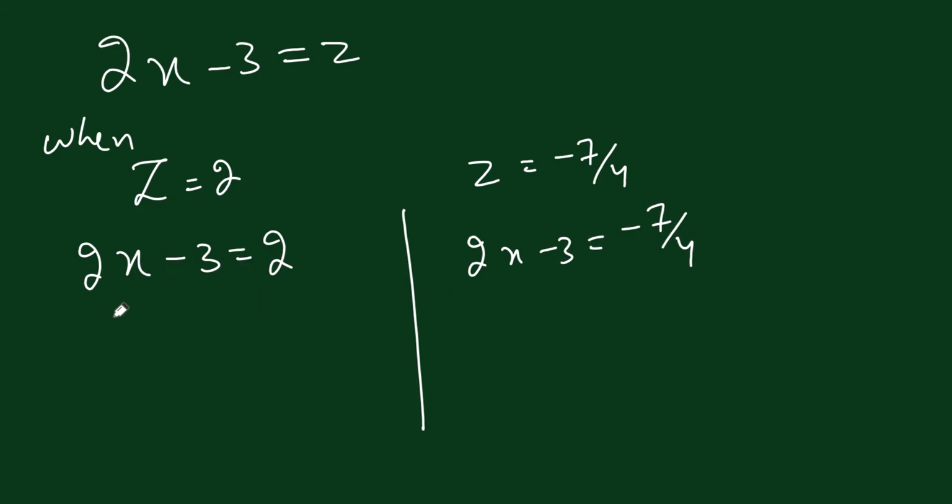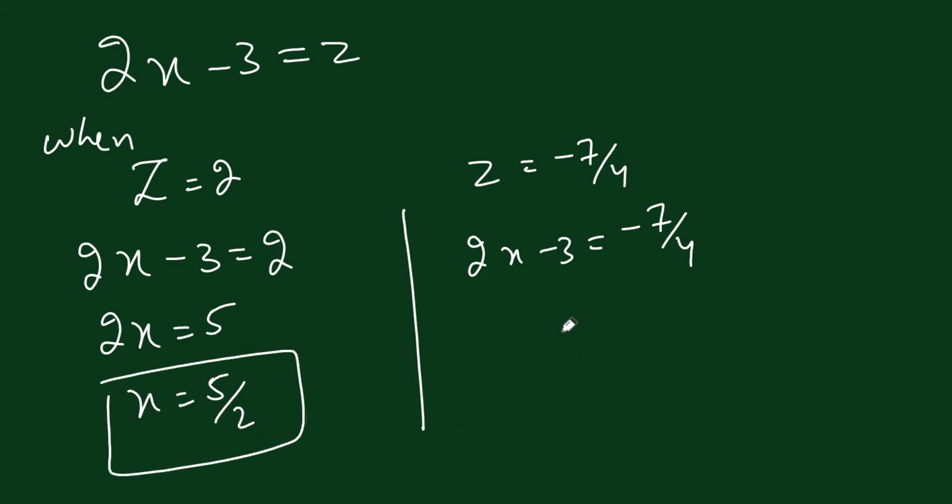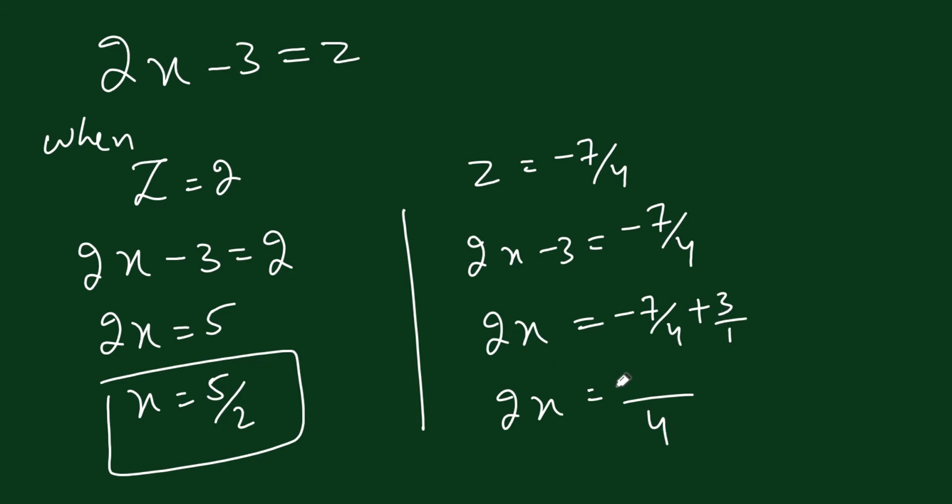Now when we simplify this, 3 goes to the right side, it becomes plus 3. So 2 plus 3 is 5. x is equal to 5 by 2. That's the first value of x, the first root of the equation. And 3 goes to the other side, becomes 2x is equal to minus 7 by 4 plus 3. We need to take LCM, and after LCM it will come 4 as LCM because here it's 1, minus 7 plus 12. So that's 2x is equal to minus 7 plus 12 is 5 by 4.